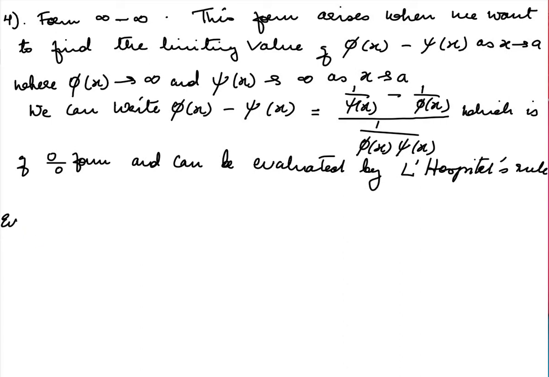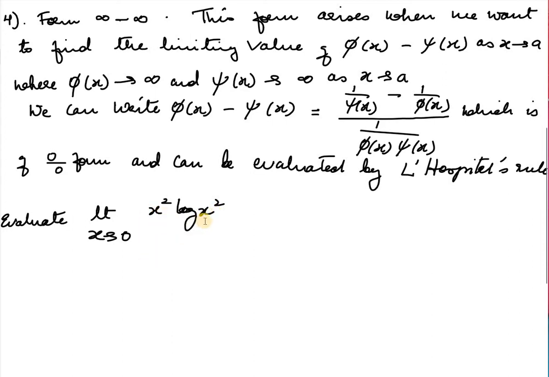So let us solve this problem. Evaluate the limit as x tends to 0 of x square into log of x square. Directly, if you find the limit, then x square as x tends to 0 will become 0, and log of 0 square, that is log of 0, is infinity.